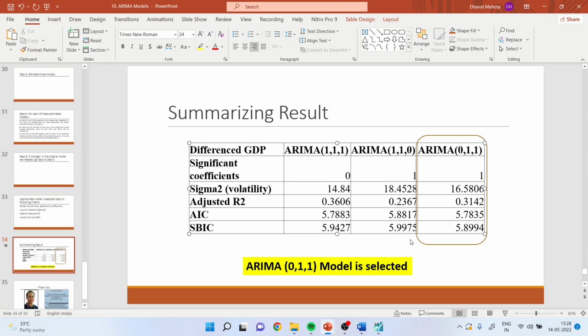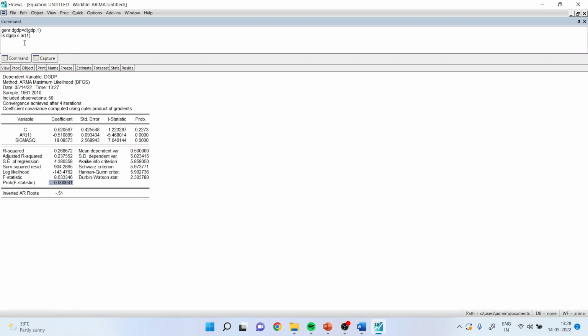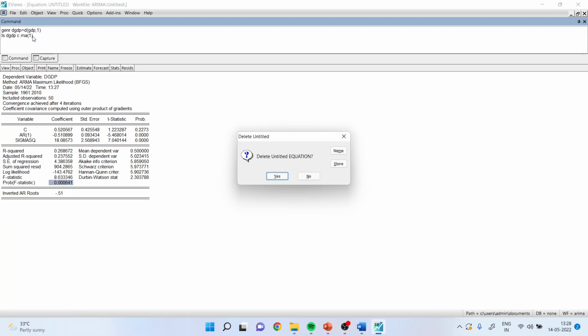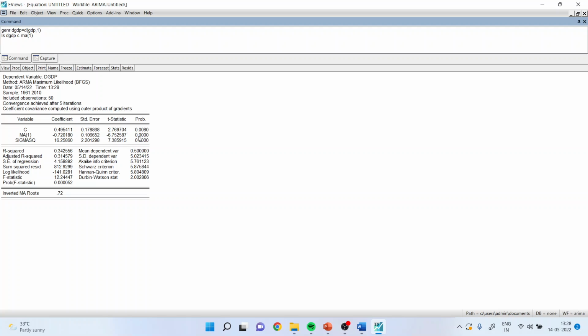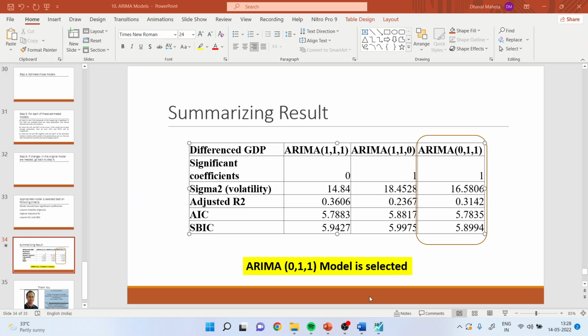Okay, now I'll again run this series considering the MA1 process. Quite surprising, MA is also significant. So now I have this term significant, this also significant, AIC is also significant, adjusted R square is 0.31. Okay, I'll list down all of them.